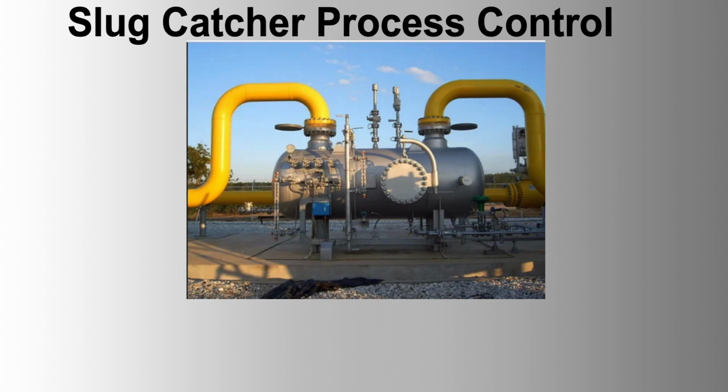3. Cascade control for liquid level using flow rate. Implement a secondary flow controller to regulate the flow rate to the liquid outlet. Implement a primary level controller to regulate the liquid level in the slug catcher. The primary level controller adjusts the set point of the secondary flow controller, which then adjusts the liquid outlet valve.